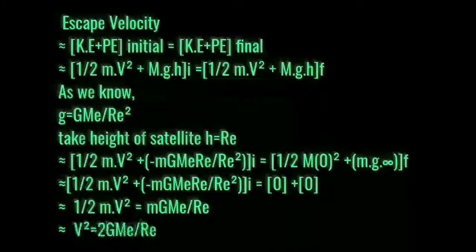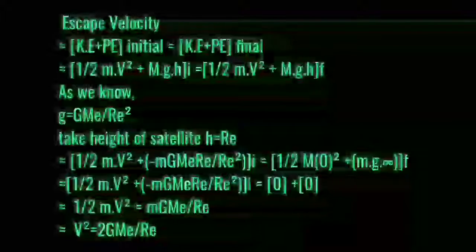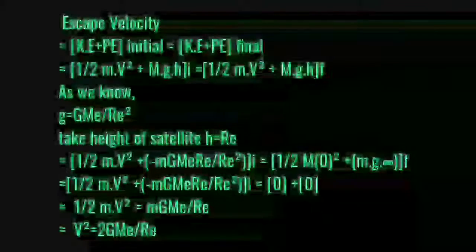Now, by solving for v, that is velocity, the formula that comes out is the escape velocity from the surface of Earth.